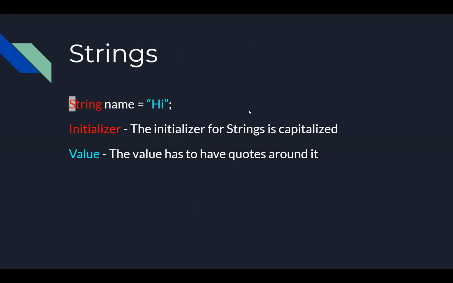Strings are different. I made a video about this the first week, but strings are capitalized because they are not primitive. Primitive variables are lowercase, objects are capitalized. If you still don't know the difference, you can go watch the video again. But you still have the name and the equal sign, and string values should have quotes around them. String values are in quotes to say, this is text, it's not another variable reference. So just keep that in mind.